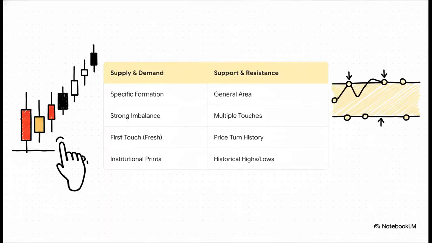Look, support and resistance, that's a general area where price has turned around before. In fact, it's considered stronger the more times it gets hit. But supply and demand is the total opposite. It's a specific candle formation that we're looking for, and it's strongest on the very first touch. It's about finding that precise institutional footprint, not just a messy historical price level.